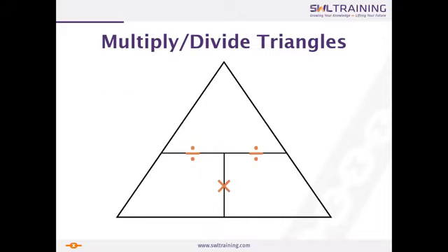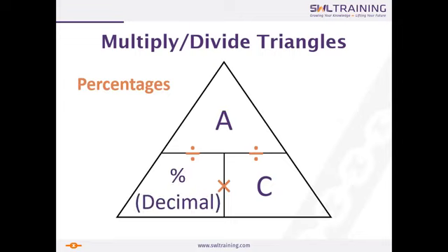And another example of how to use the triangles is with percentages. So if you have A and C, then in the other section, you'll have your percentage as a decimal value. So for example, 85% would equal 0.85. So if you wanted to find what percentage A is of C, you would do A divided by C. That will tell you the percentage as a decimal value. So let's take a look at some examples.